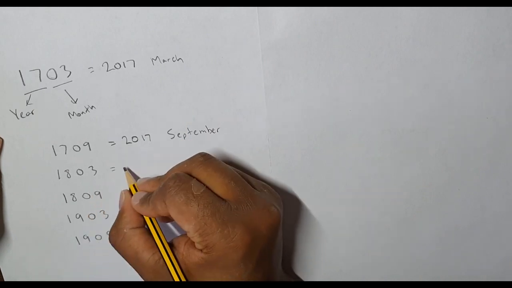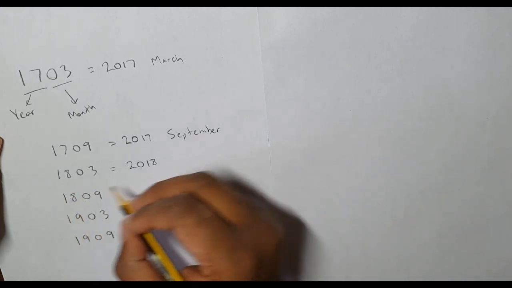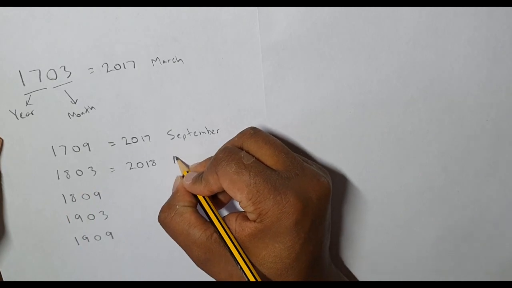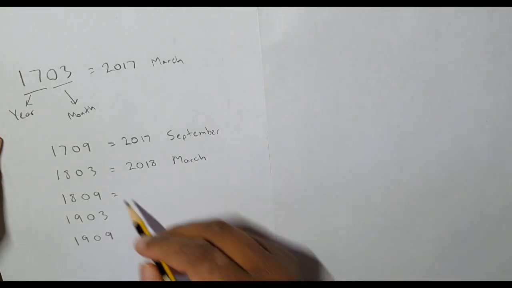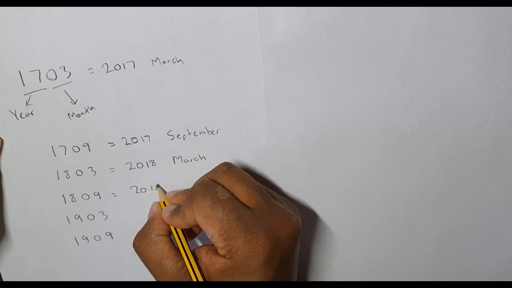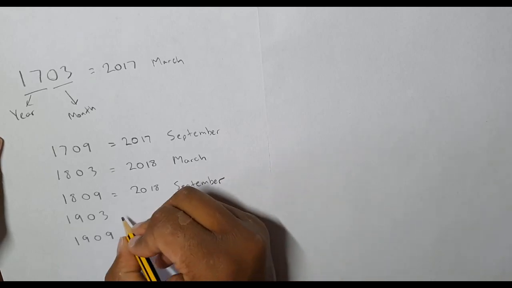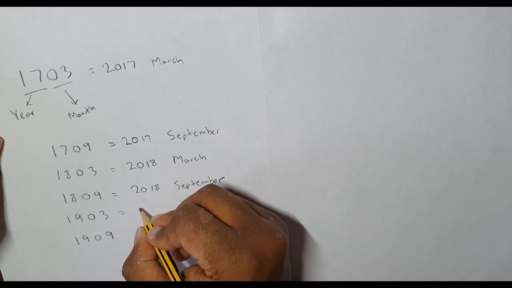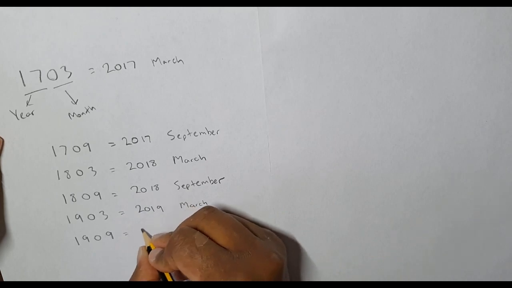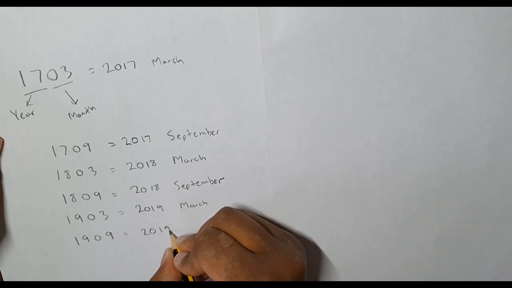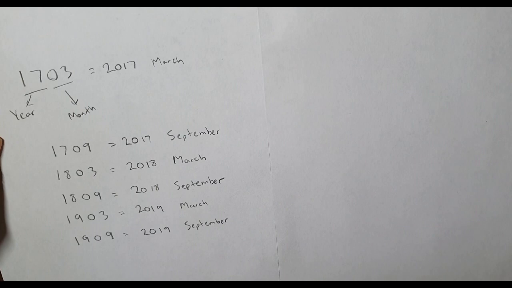1803 means 2018, so 18 is the year, 2018. 03 means the month, so 2018 March. So I'm going to write this down. 1809 is 2018 September. 1903 is 2019 March. And 1909 means 2019 September, as September 2019.